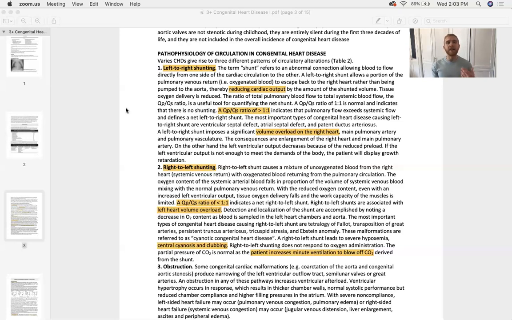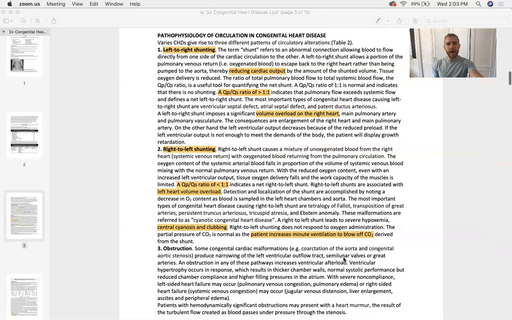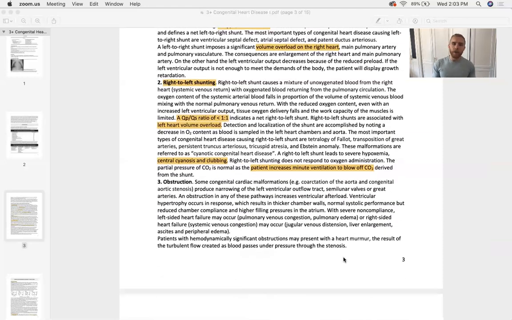They're going to have an elevated breathing rate, and you see that right here. The patient increases their minute ventilation to blow off excess carbon dioxide. And then the third category of congenital heart disease that we have is the obstruction.